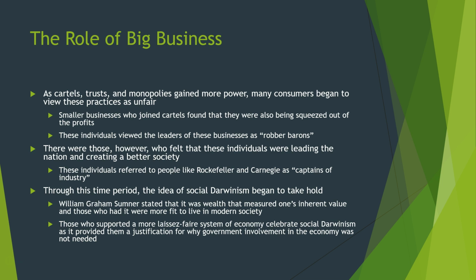So what William Graham Sumner stated with social Darwinism is that it was wealth that measured one's inherent value within a society, and those who had more of it were more fit to live in modern society, and those were the ones that would survive, and it would be the poor that would die off, and that it would leave our society stronger. Those who supported a more laissez-faire system of economy celebrated social Darwinism, as it provided them a justification for why government involvement in the economy was not needed. Because their idea is we are promoting the idea that it is the richer that survive and the poor that die off, and therefore we have a stronger society because of it.